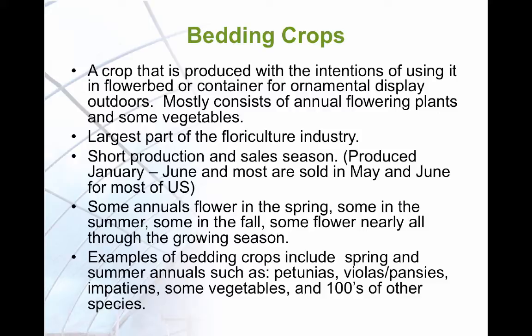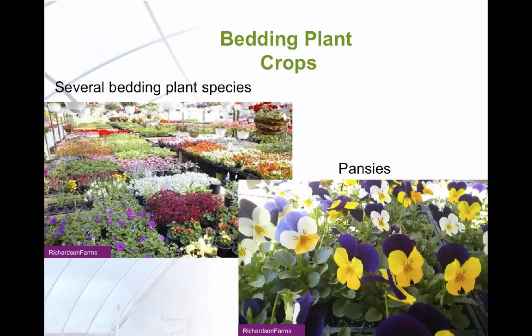Bedding plants are the largest segment of the floriculture industry, but have a short production and sales season. Production runs January through June, with sales in May and June for much of the U.S. Depending on species, annuals flower in the spring, summer, or fall, although some species can flower during the entire season or much of the season. There are hundreds of species used as bedding plants. Here are examples of several of those different species.